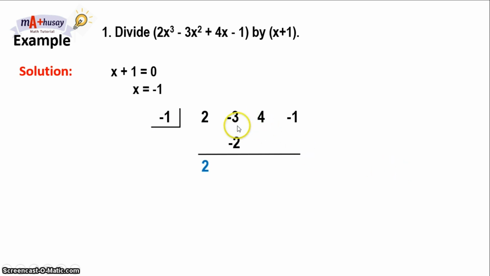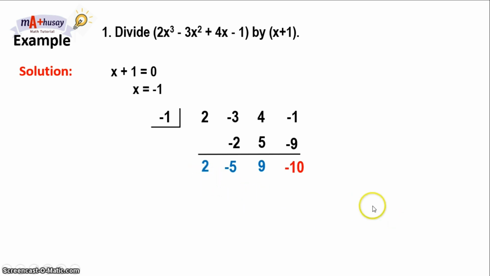Now, from here, we add -3 and -2. That's -5. Now, -5 times -1, that gives you +5. Now, 4 plus 5, that gives you 9. And lastly, -1 times +9, that gives you -9. Then you add -1 and -9, that gives you -10.